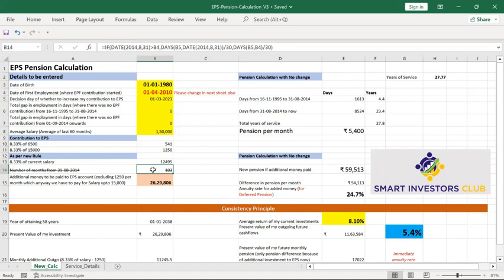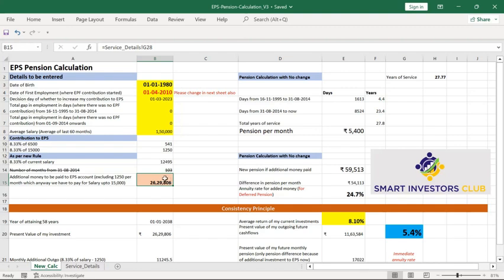So we'll have to calculate from the start date of our employment till today, whatever the arrears are, and we're going to pay for that. So this is the new calculation. This is the additional money to be paid to the EPS account, excluding the 1250 or 541 that we already paid. So this is excluding all those things.